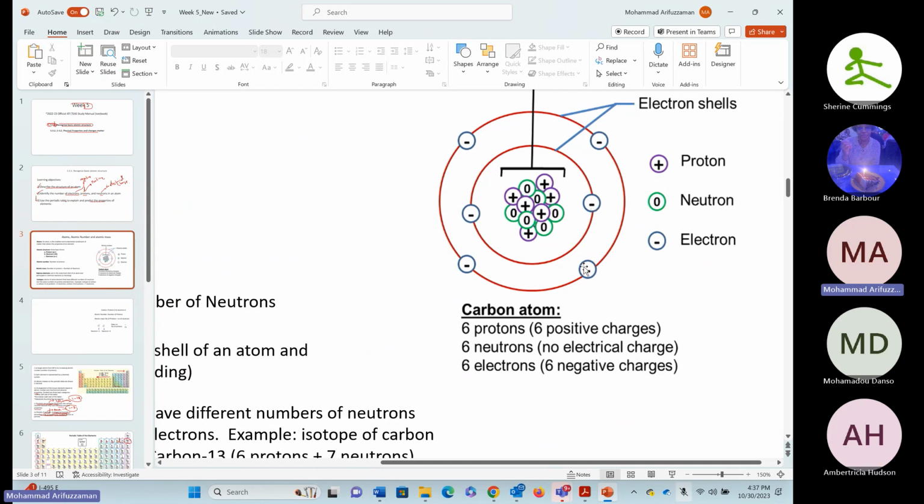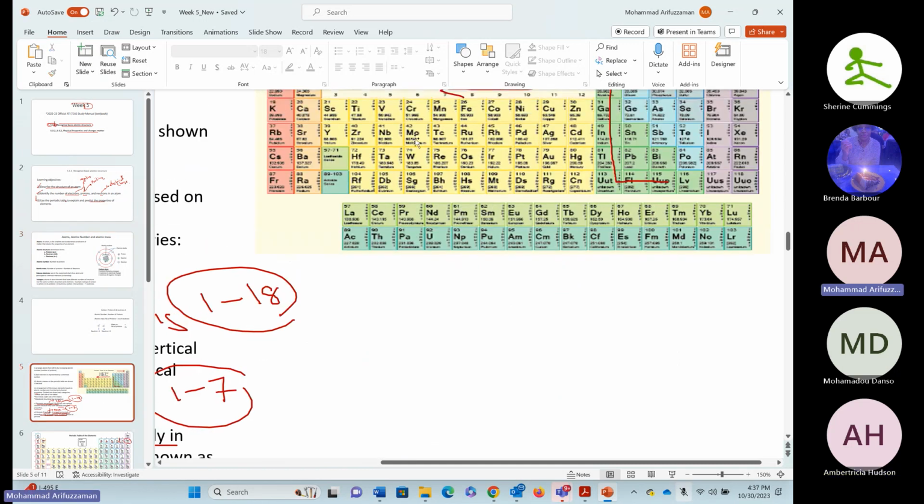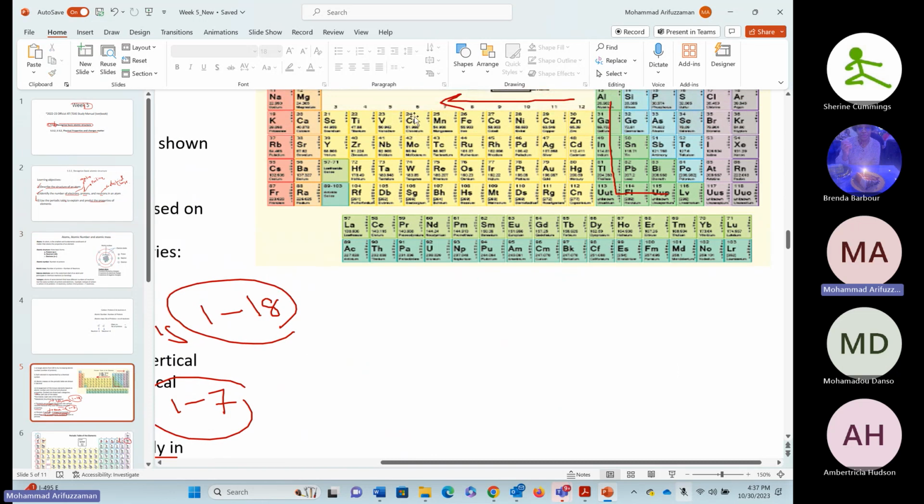And we learned the isotopes. Isotope means the same number of protons but different numbers of neutrons. We also learned the periodic table, where there are 18 columns and 12 rows. Each box represents an element with the atomic number, the mass number, the symbol, and the name of the element.